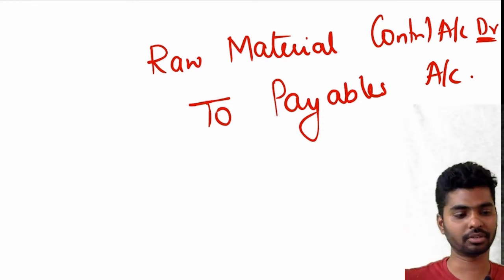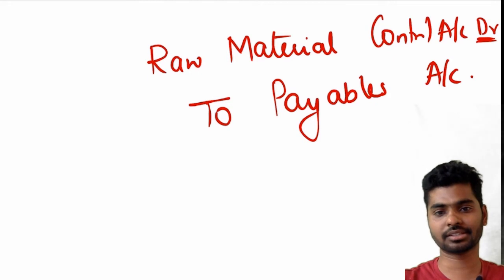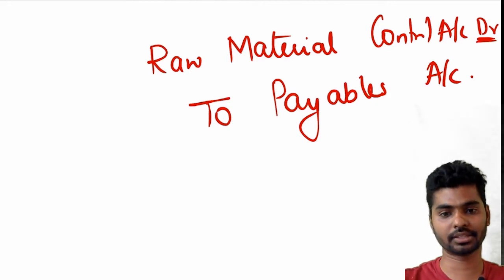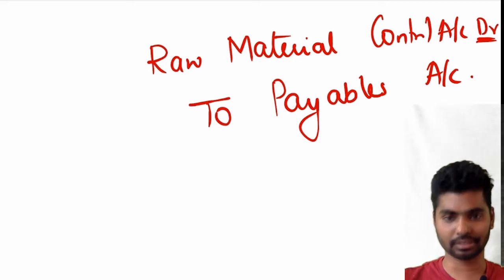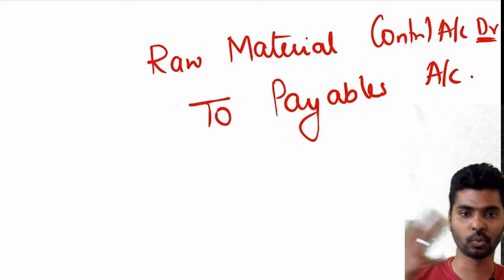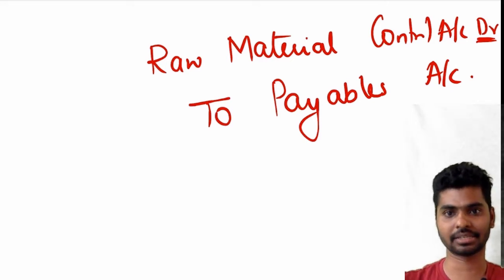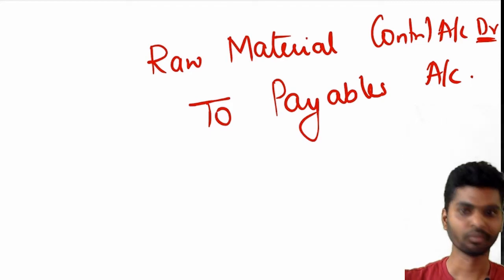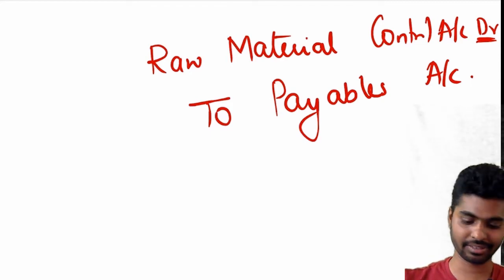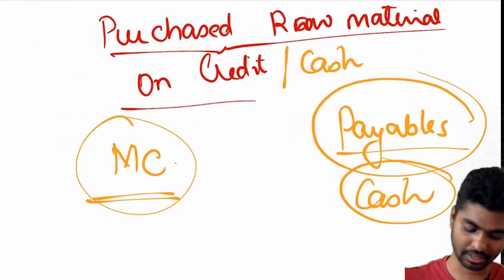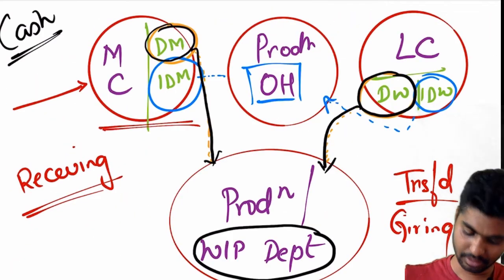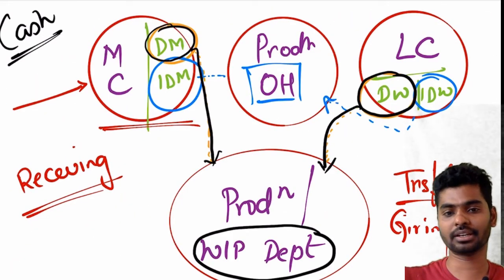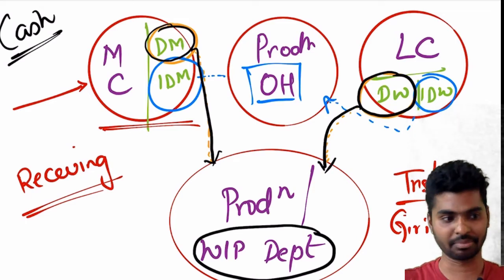Guys, please confirm whether you understood this journal entry. The receiving department, again I'm telling you, Aditya, just listen to it. Which is the department which is receiving it? The department which is receiving is the raw material control department. So we say raw material control account debit.